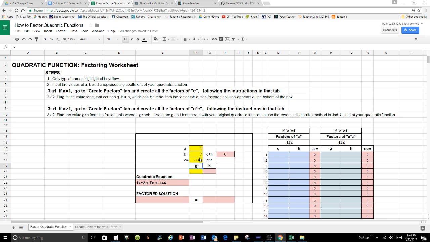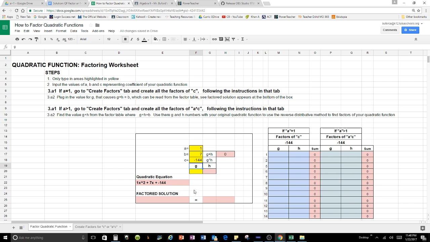So what we need to find are factors of minus 144 such that the sum of those factors, g and h, will equal 7. So we need some combination of two numbers that, when you multiply them, are equal to minus 144, but we want that unique G and H combination such that when you multiply them together, they're equal to minus 144, but also when you add them together, they're equal to 7.